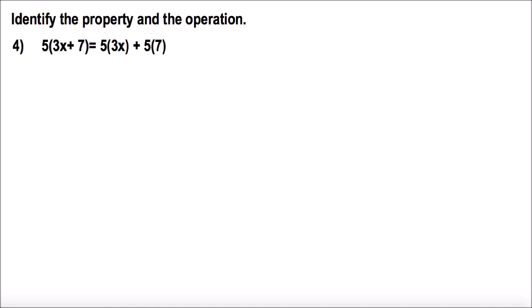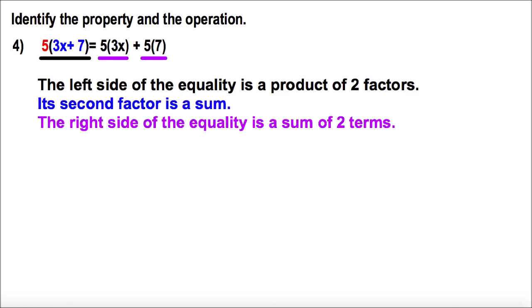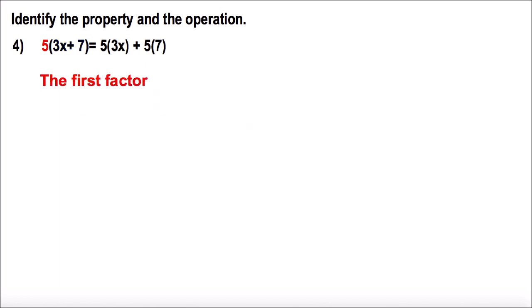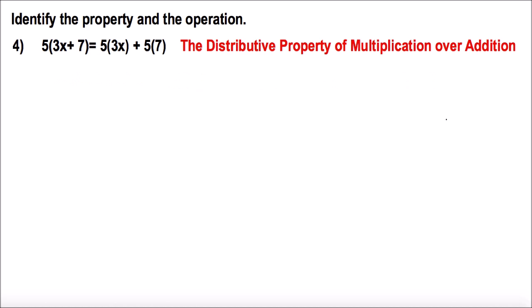Question 4. 5 times the quantity 3x plus 7 equals 5 times 3x plus 5 times 7. The left side of the equality is a product of 2 factors. Its second factor is a sum. Now the right side of the equality is a sum of two terms. The first factor, 5, multiplied every term of the parentheses, which means that we're observing the distributive property of multiplication over addition.